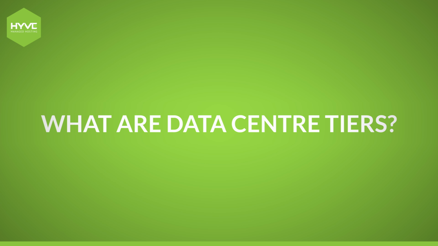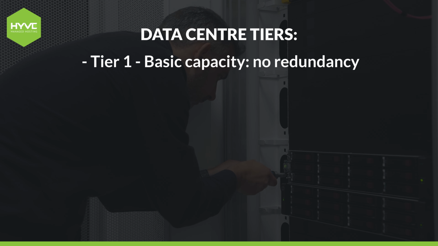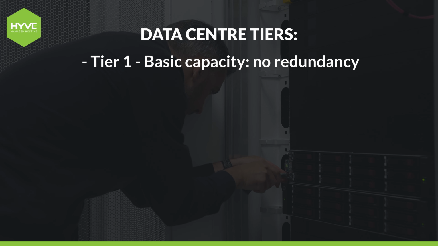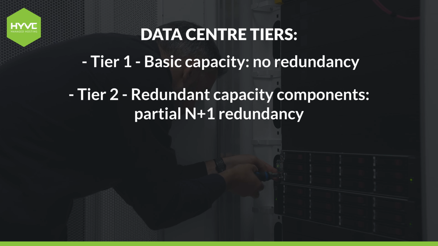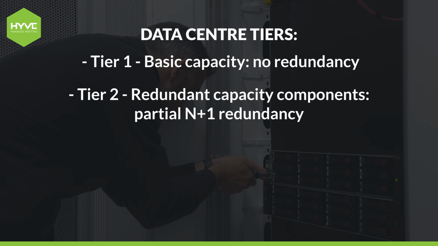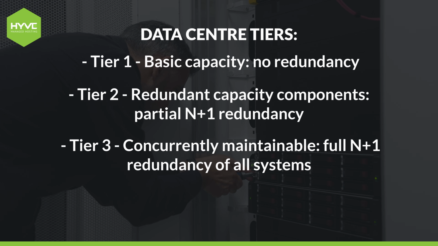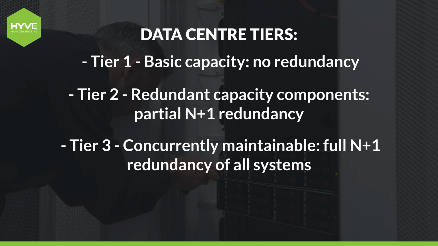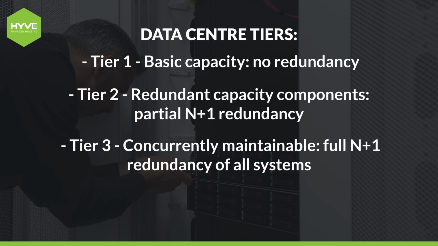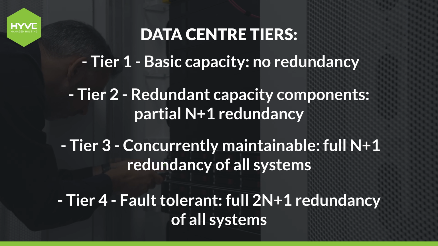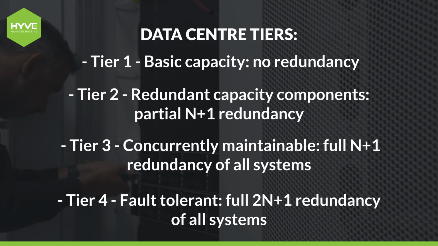What are data center tiers? With rankings from 1 to 4, tiers evaluate the data center's capabilities based on redundancy levels, uptime guarantee, staff expertise, and maintenance protocols. At a basic overview, the tiers are: Tier 1, basic capacity, no redundancy. Tier 2, redundant capacity components, partial N+1 redundancy. Tier 3, concurrently maintainable, full N+1 redundancy of all systems. Tier 4, fault-tolerant, full 2N+1 redundancy of all systems.